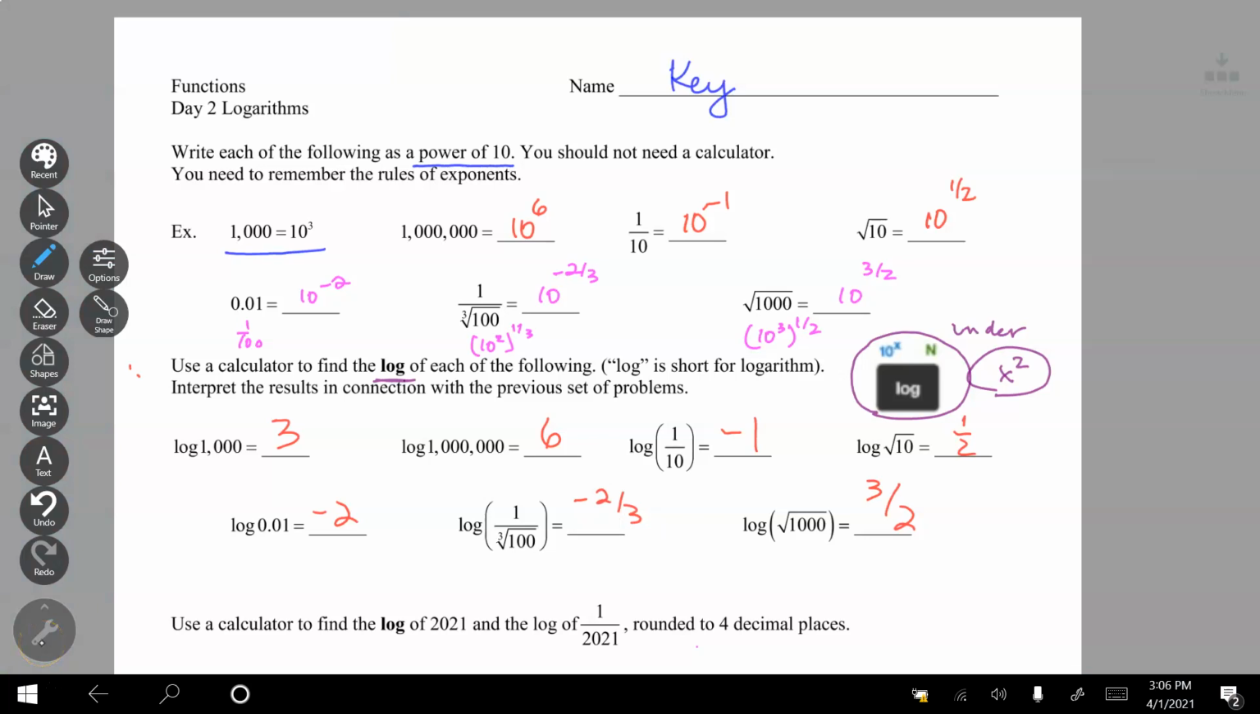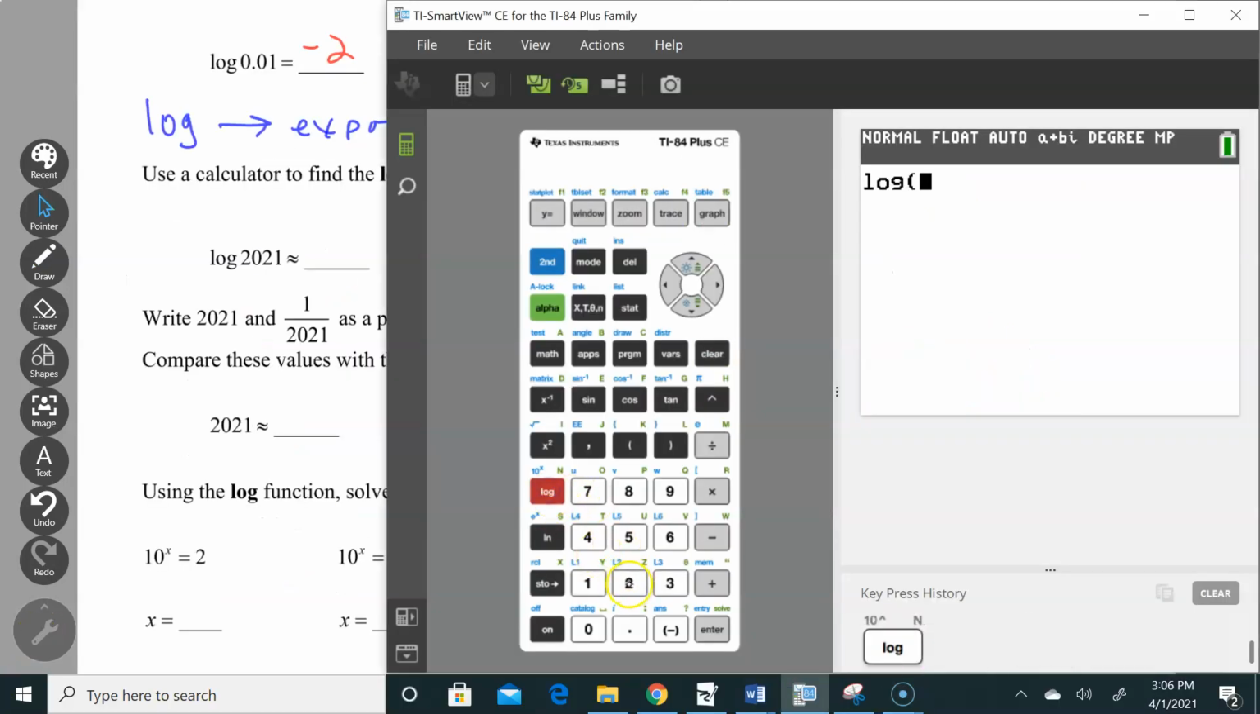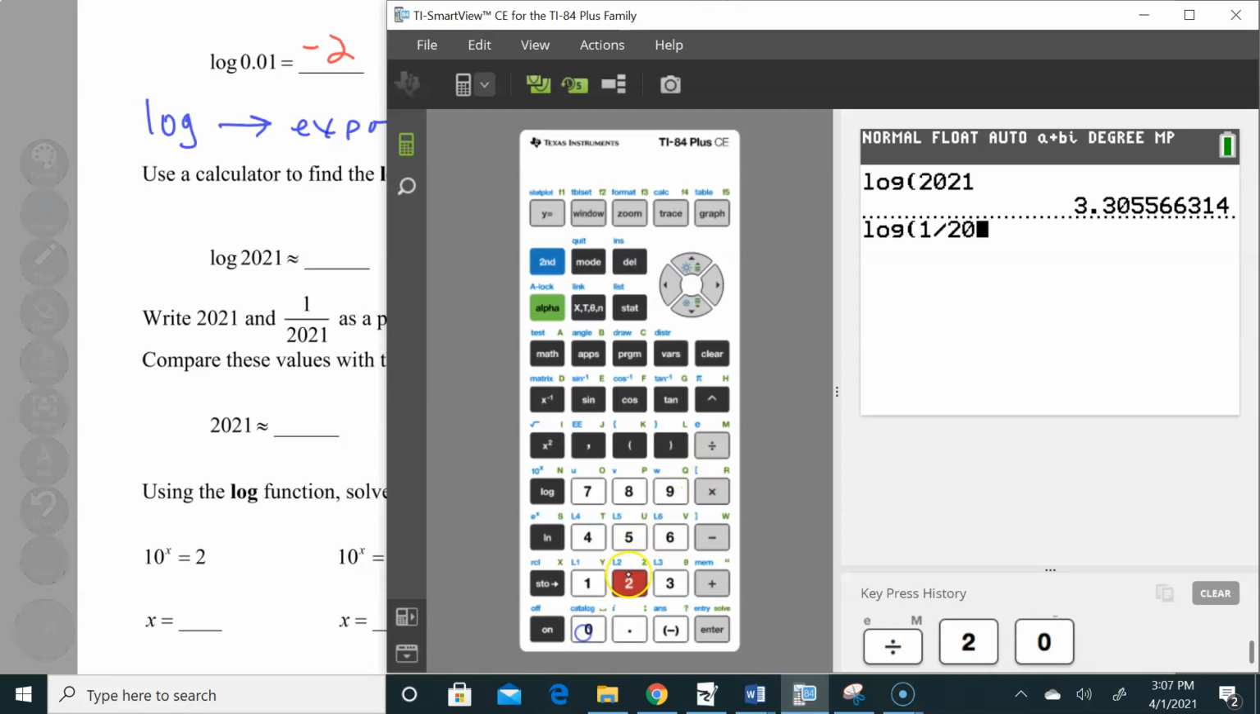So all these ones I just did match the ones I did on top. So every time I did a log, it was the exponent on that base 10 that we did in the first set of examples. So let's put into our calculator log of 2021 and log of 1 over 2021. And we're going to do log of 2021 and then log of 1 divided by 2021. And if you remember rules of exponents, oh yeah, it's just negative. 1 over is always a negative exponent.